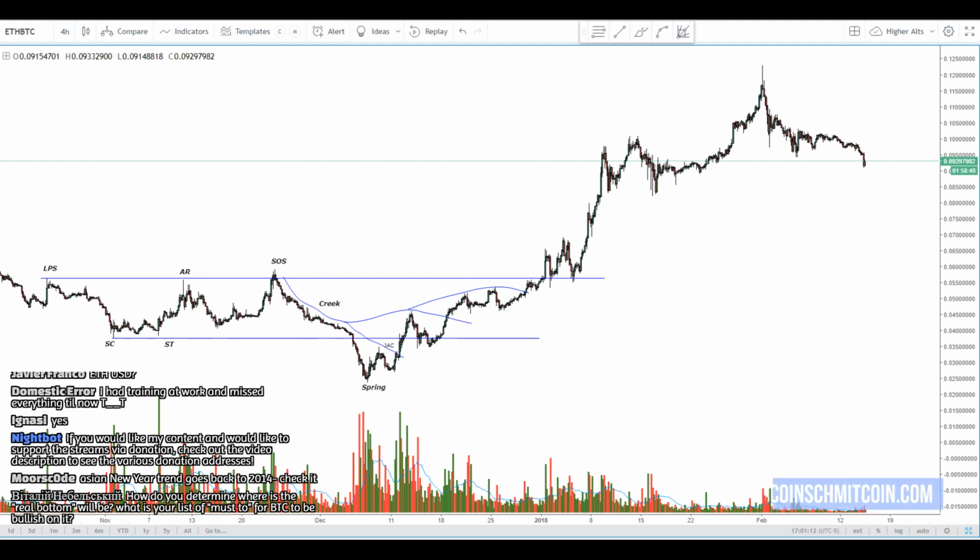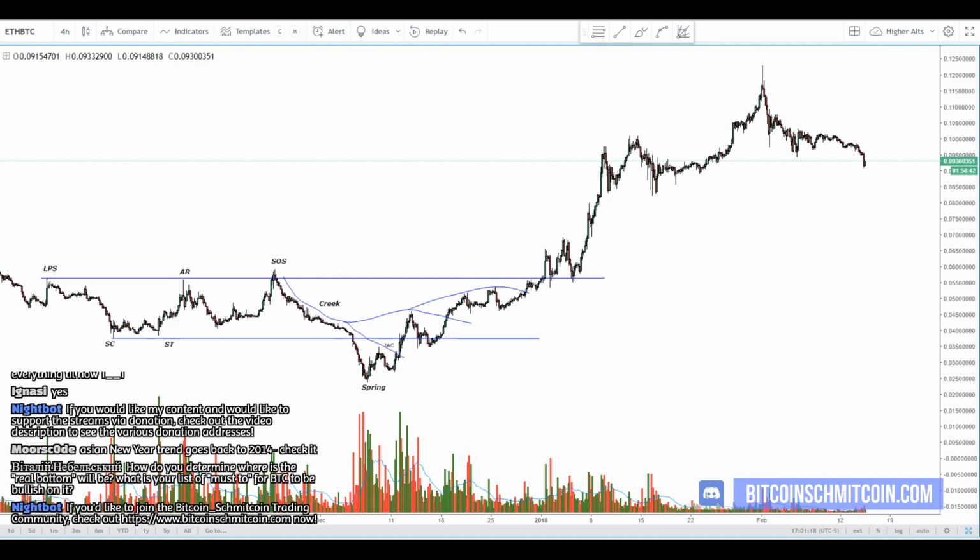How do you determine where the real bottom will be? What is your list of must-haves for Bitcoin to be bullish on it? Oh, I already talked about that. If you scroll back, or if you go back, it was one of the very first things I talked about in this stream. So just go ahead and check that out so I don't have to rehash that.